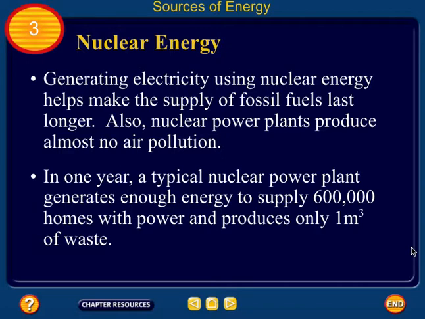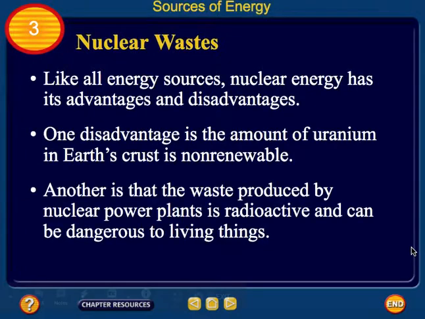In 1 year, a typical nuclear power plant generates enough energy to supply 600,000 homes with power and produces only 1 cubic meter of waste. So it lowers the waste. It's an unstable item to work with, so there's a lot of safety precautions that have to go into it, but it reduces our need for fossil fuels, and it's a much more efficient form of energy. Nuclear waste.